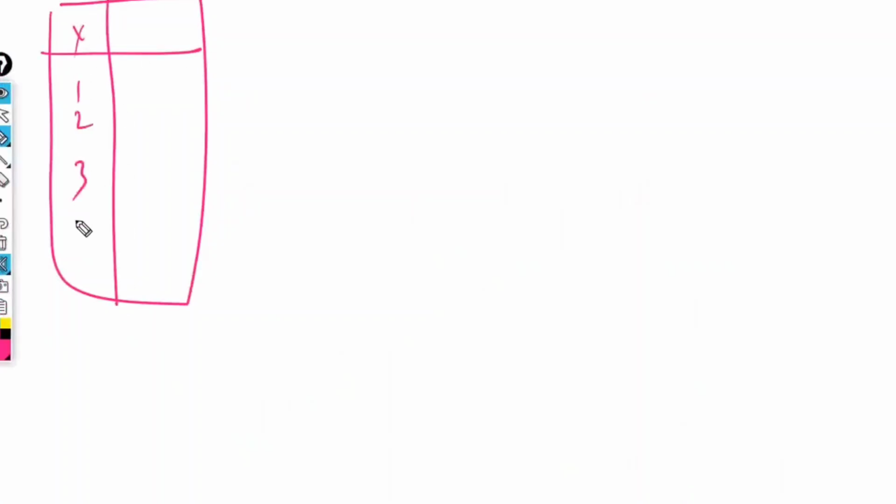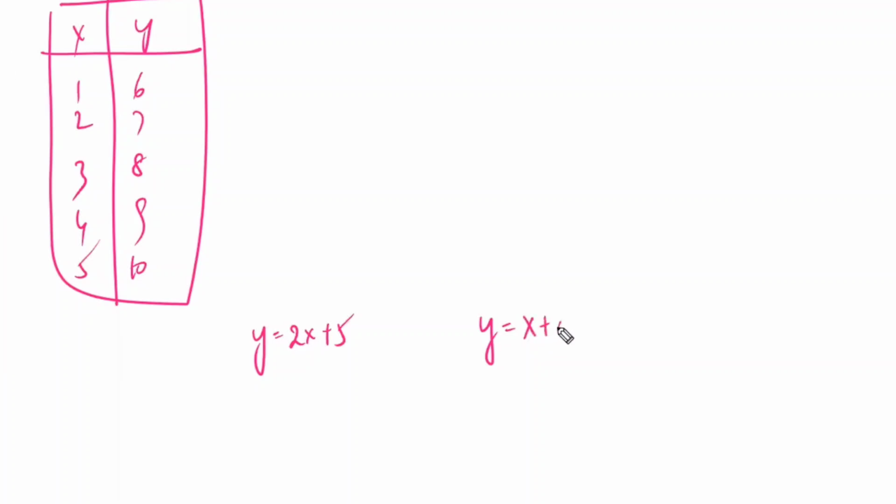So now let me explain with a simple example once again. X is 1, 2, 3, 4, 5. Y with respect to it is 6, 7, 8, 9, 10. Now let us try with the equation y is equal to 2x plus 5, equation number 1. Y is equal to x plus 9, equation number 2. Y is equal to x plus 5, equation number 3. Y is equal to x plus 6, equation number 4. We'll try with all the 4 and identify which is the best one. Out of these 4, which is the best one?